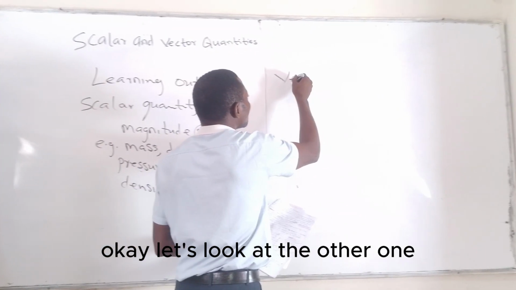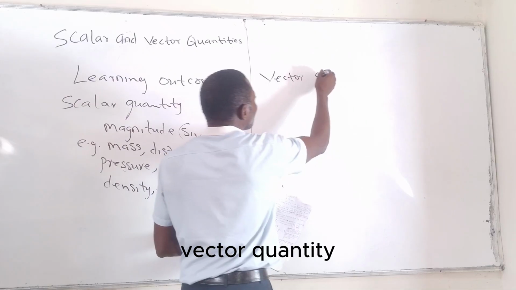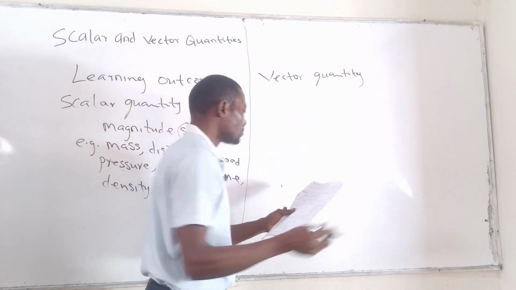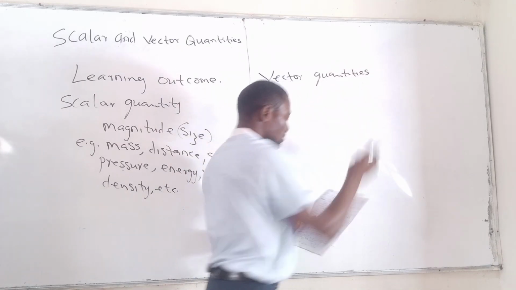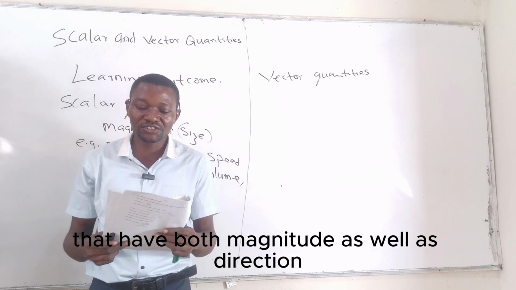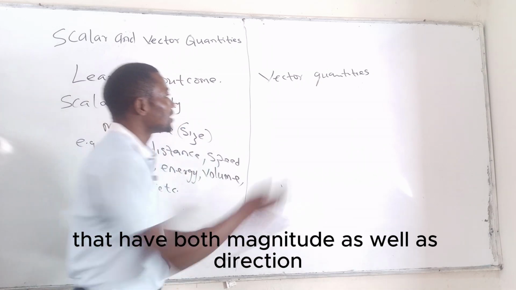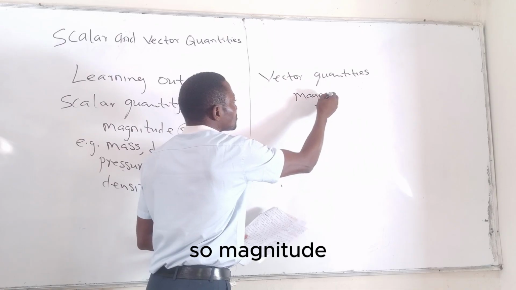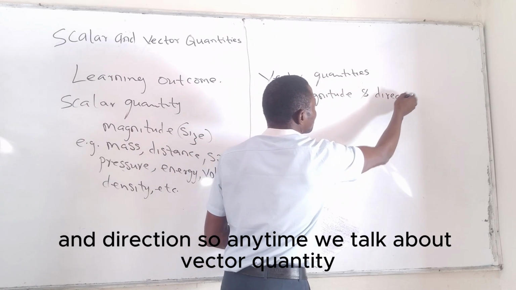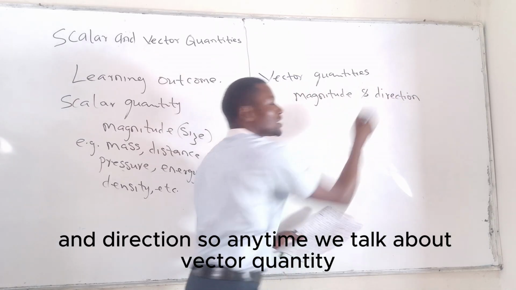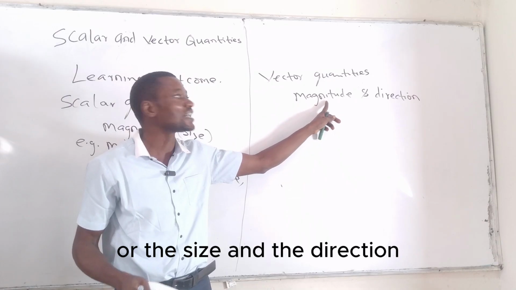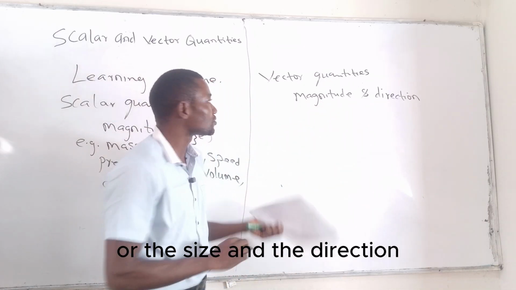Okay, let's look at the other one, vector quantity. Vector quantities are also physical quantities that have both magnitude as well as direction. So magnitude and direction. Anytime we talk about vector quantity, the two things that come to mind are the magnitude, or the size, and the direction.